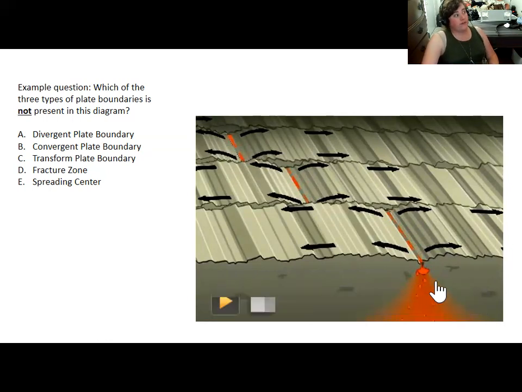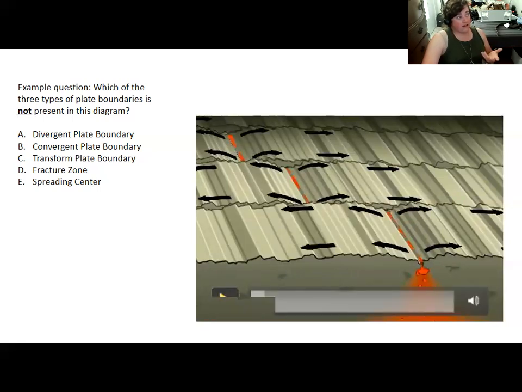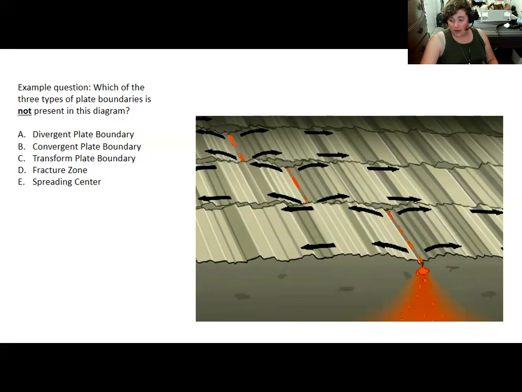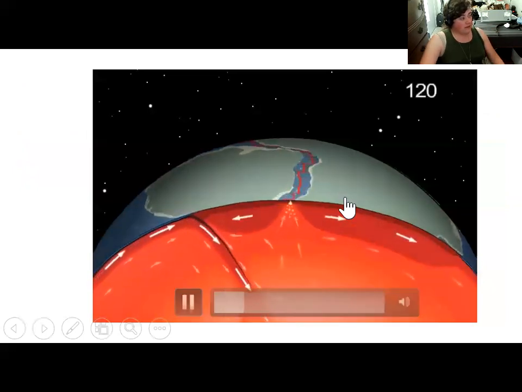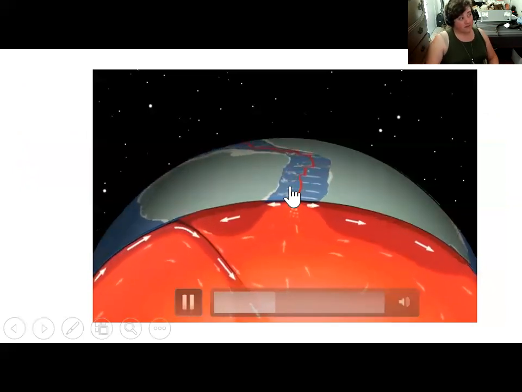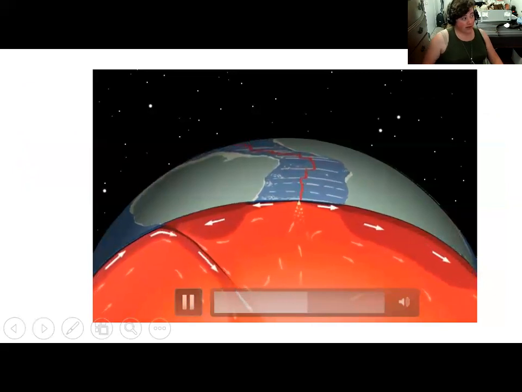This is one of the mid-ocean ridges. This is one of the underwater features that helped solidify the understanding of plate tectonics once we knew that new oceanic crust was being produced at these spreading centers. The thing about the mid-ocean ridges, remember, is that they are responsible for the breakup of Pangaea.